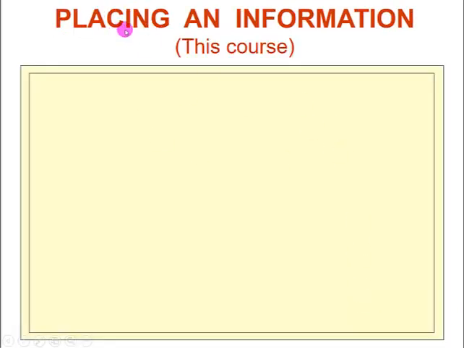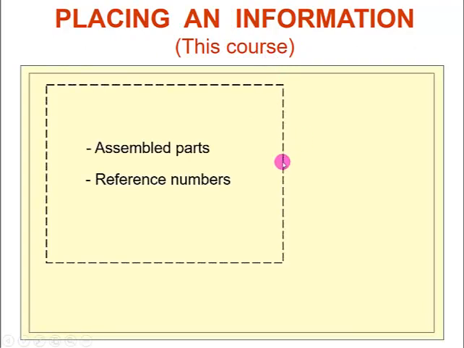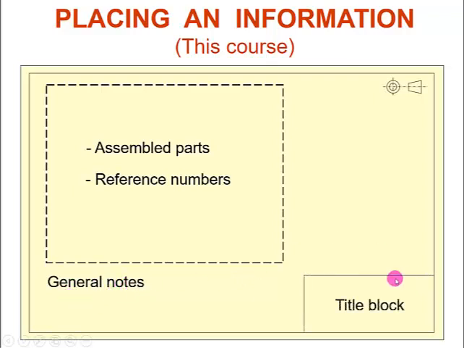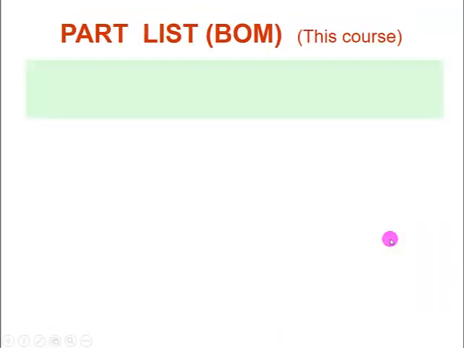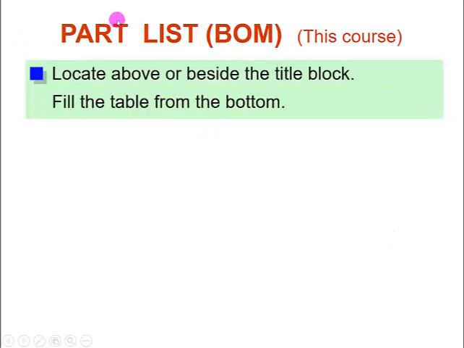Okay. When you are placing all the information for this course, I would like you to put the assembled parts there and put the reference number with the balloon number in the middle. This is the projection method. General notes, if you have them, just put them there, and the title block there. Just make it easy. The part list, just put it there. Okay. The part list with the bill of materials, you have to locate above or beside the title block. Fill the table from the bottom.